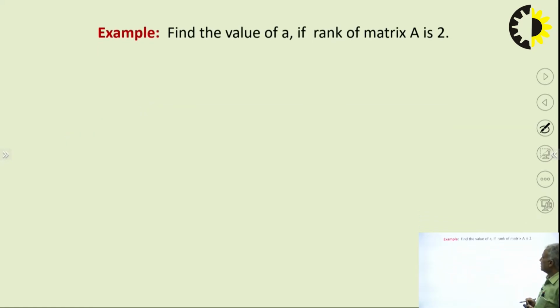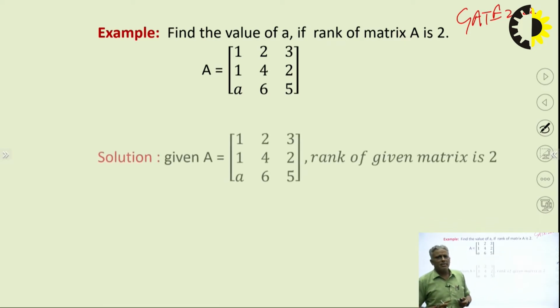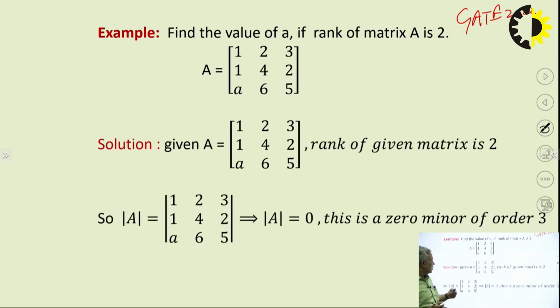So first of all we see one question with the given example, and this question arose in the GATE exam 2022. So I solve this example with the help of the rank. What is the problem? The problem is to find the value of A, given that the rank of matrix A is 2. How to calculate? There are methods to calculate the determinant of this matrix, and we can calculate the rank of this matrix. If the rank of this matrix is 2, that means the determinant of order 3 by 3 will be 0 here, because the rank is 2 here.